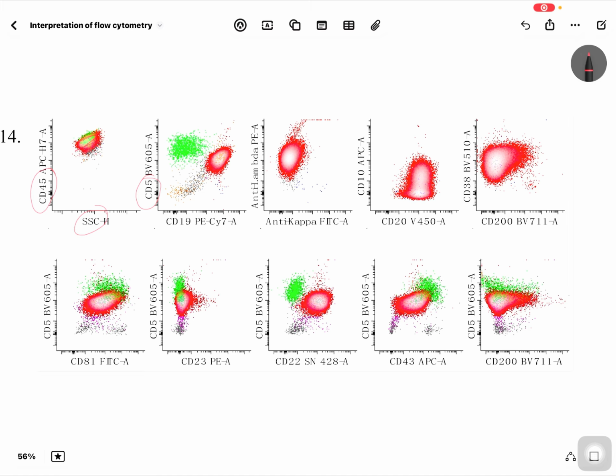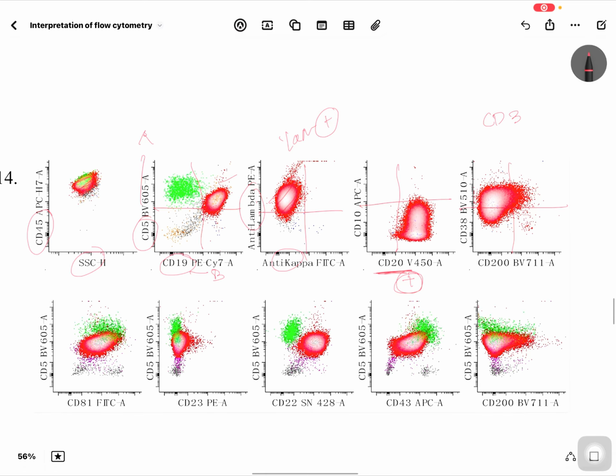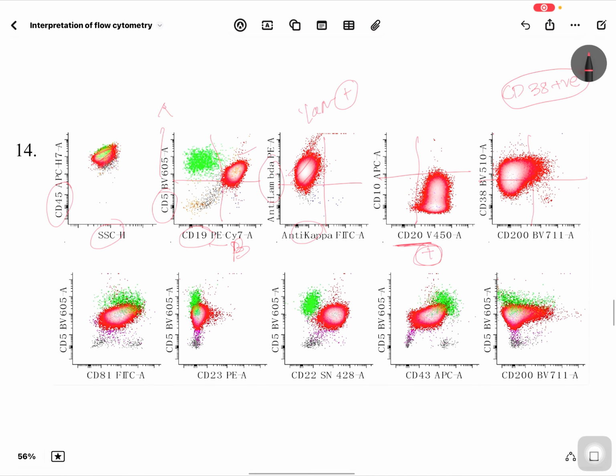Moving on with the next, CD5 and CD19. CD19 is a B cell marker, CD5 is a T cell marker. Okay, so if you divide, that means they are positive. Then anti-lambda and kappa. So that means the population is restricted only to one population, that is, lambda antibody is positive. Next, we divide it again here. CD20 is positive. And if I divide it here, the majority is CD38 positive. Then B cell is also positive here.